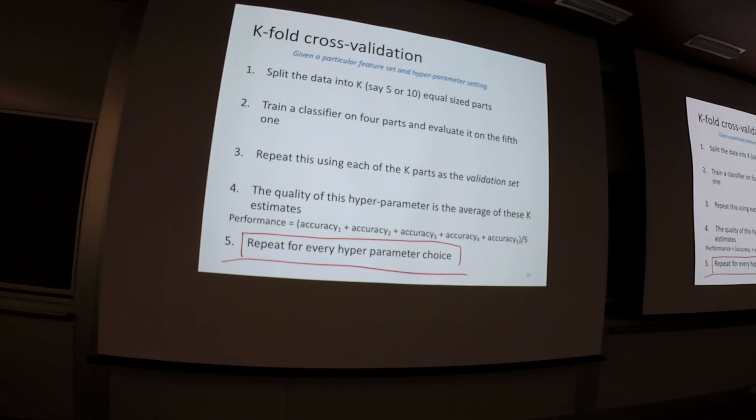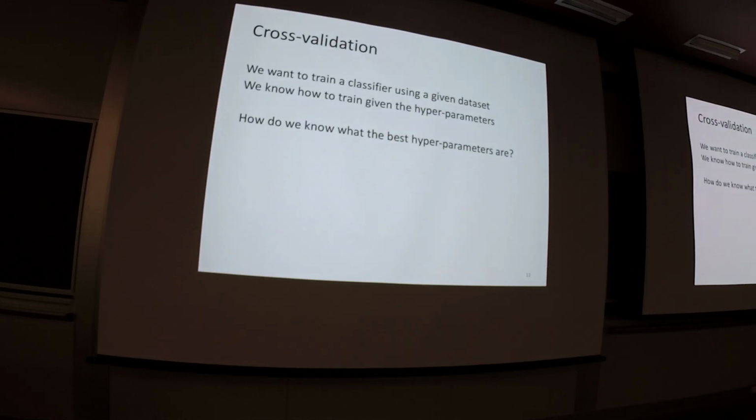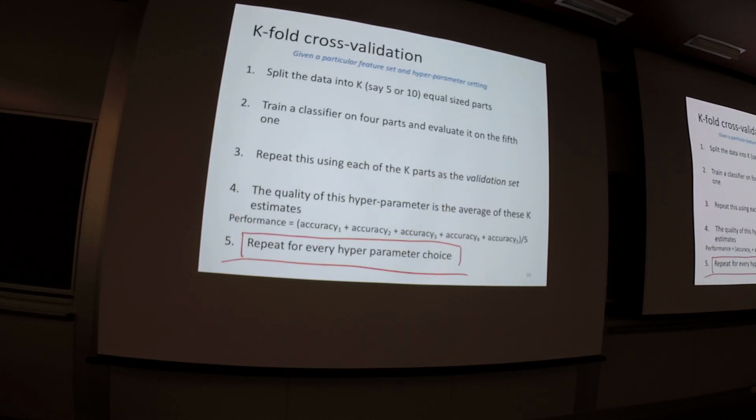You repeat this for every hyperparameter candidate. After you select the best hyperparameter, you train on the whole data. This time, you do not split the data anymore. You just train on the whole data with this best hyperparameter. You get a model. That's it. Any question about this cross-validation procedure?